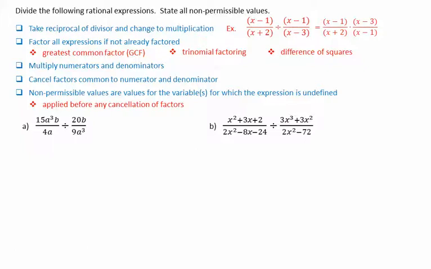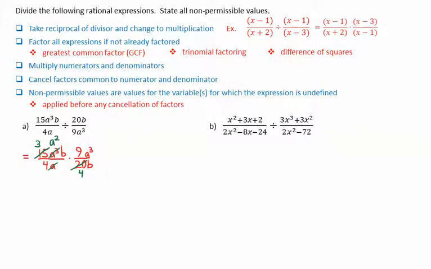For the first question, 15a cubed b over 4a divided by 20b over 9a cubed. We first change it to a multiplication question, and we take the reciprocal of 20b over 9a cubed. We can then do some cross-canceling. Note here that the 20 and the 15 can be reduced to a 4 and a 3.